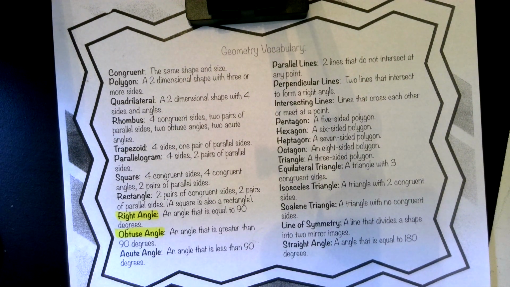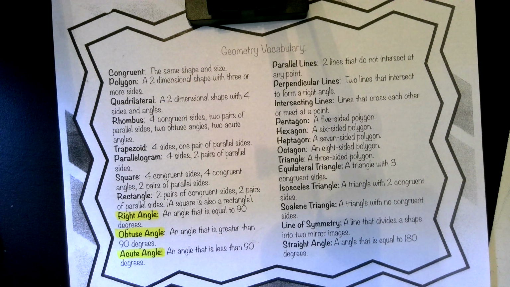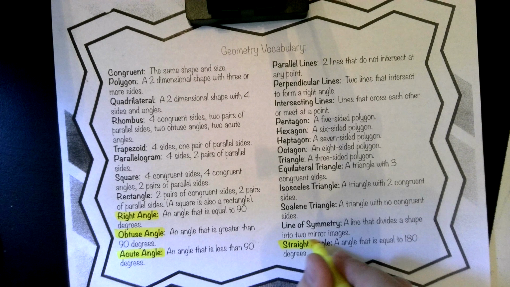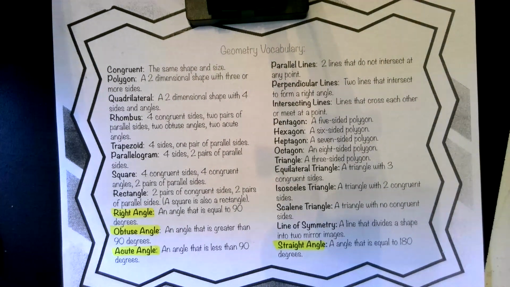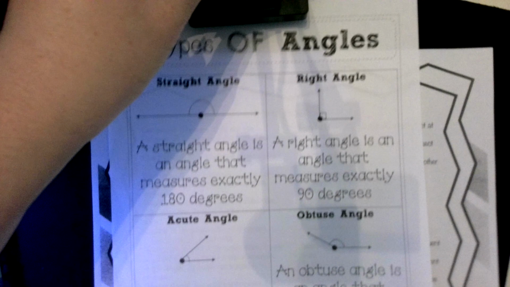obtuse angle, acute angle, and I really wish they'd put this one with it, but over here, straight angle. Those are the 4 angles that we added to our anchor chart in the last video. Now, you also have kind of an anchor chart that was included in your packet. I like to draw mine because I can use pretty colors, but if you want to look at this one too, it goes over those same 4 types of angles that we've been talking about.